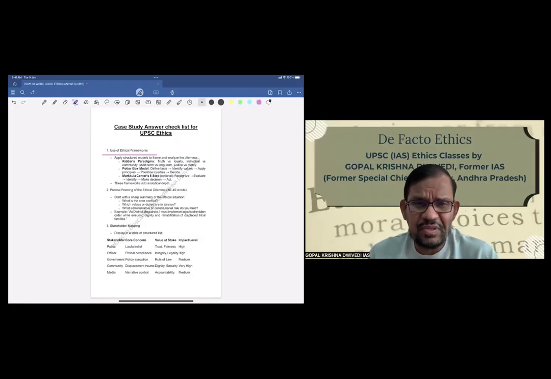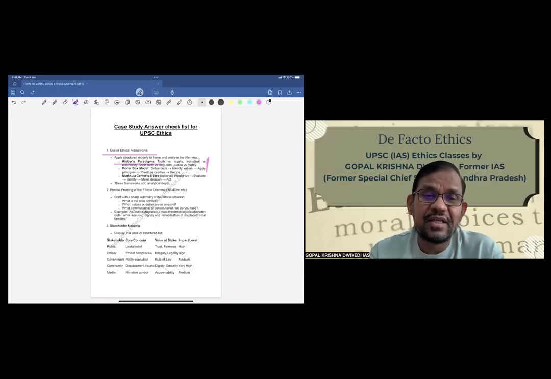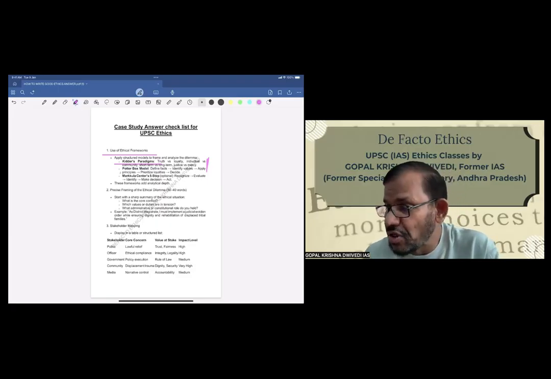Now, some examples: Kidder's paradigm. What Kidder has said is that values will compete with each other. It's not wrong versus right, but right versus right. Both values, which are equally important, will compete with each other. For example, truth versus loyalty, individual versus community, short term versus long term, justice versus mercy. All these are important values, and in a way you can argue in favor of any. That also is important. So you have to find out which argument is appropriate and correct in which case study, and then accordingly you have to add. Then the Potter box model.